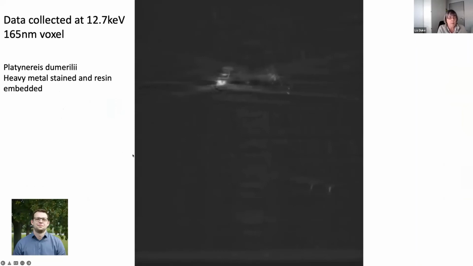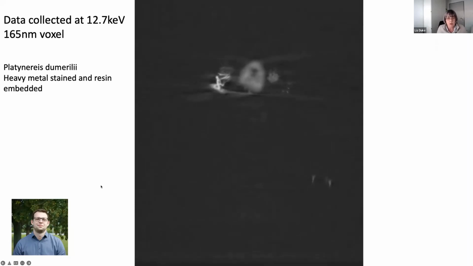And so this is Platynereis dumerilii. It's 6 days post-fertilization. And we collected these data, and then Jonas, my colleague, was able to analyze the data. So this is heavy metal stain. This organism is a very well-studied, well-characterized organism for developmental biologists, but there are also opportunities to look, with high numbers of samples, at environmental effects on the organism and such like.